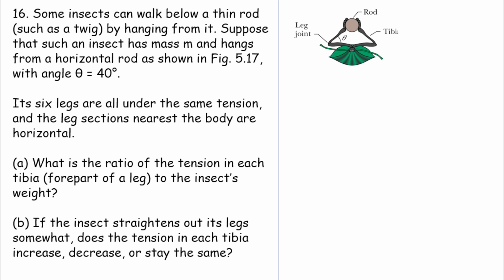Some insects can walk below a thin rod, such as a twig, by hanging from it. Suppose that such an insect has a mass M and hangs from a horizontal rod as shown in figure 5.17 with angle theta equal to 40 degrees. Its 6 legs are all under the same tension and the leg sections nearest the body are horizontal. What is the ratio of the tension in each tibia to the insect weight? And then B, if the insect straightens out its legs somewhat, does the tension in each tibia increase, decrease, or stay the same? Okay, let's see what we can do from here.